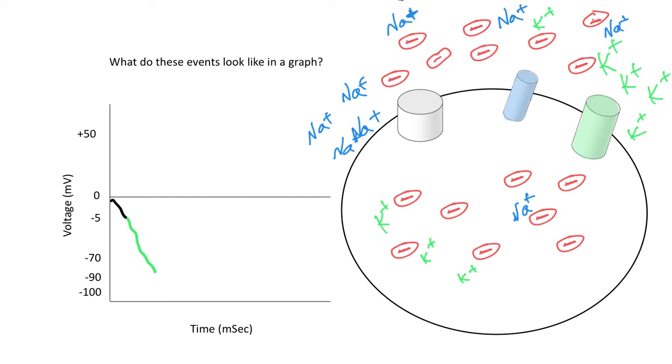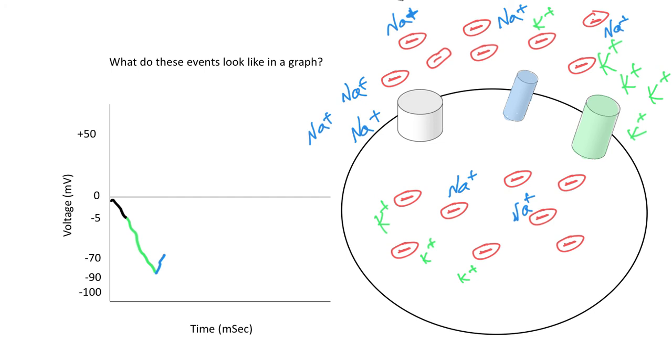Okay, so what happened next? Well, sodium started coming in through the leak channels. And there are not that many leak channels, as we said. So let's say, just for comparison, we get maybe one of them, because we don't have too many of them. So the inside of the membrane is still negative, but a little less negative. So then the graph shows it goes to -70.